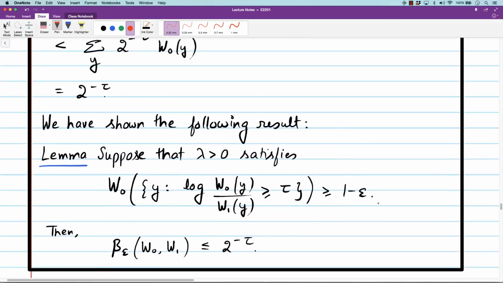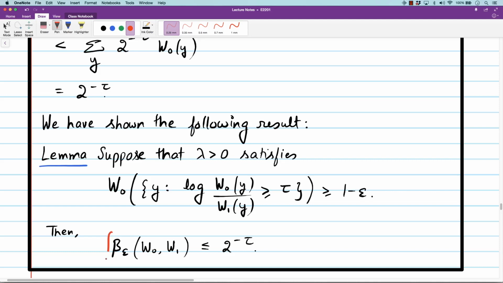Suppose this condition holds, then the probability of misdetection is less than 2 to the power minus tau, and therefore beta epsilon, which is the smallest probability of type 2, given that a test satisfies this constraint, must be less than this. This is the smallest probability. I'm giving you one test which satisfies this probability of error guarantee. Therefore, the smallest can only be smaller. So we have shown this.